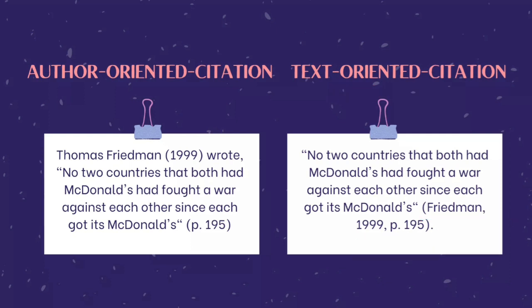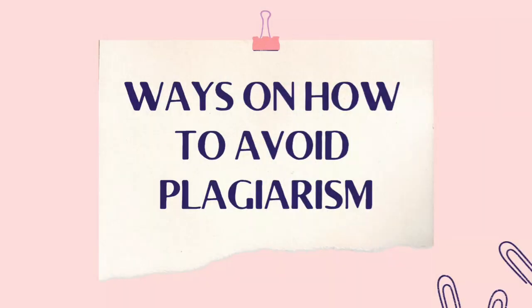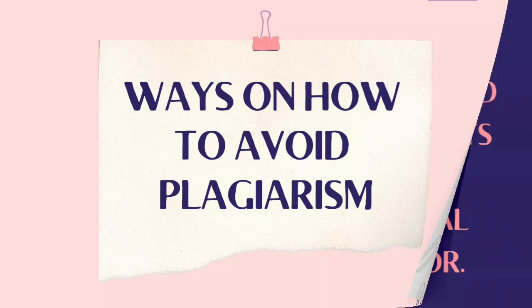Lastly, we have another way of citation. You just simply start the first sentence of the paragraph with the phrase "according to," followed by the surname of the author and the year of publication enclosed in parentheses. There is another way of giving credit to the work of others to avoid plagiarism. Here are the other ways on how to avoid plagiarism.